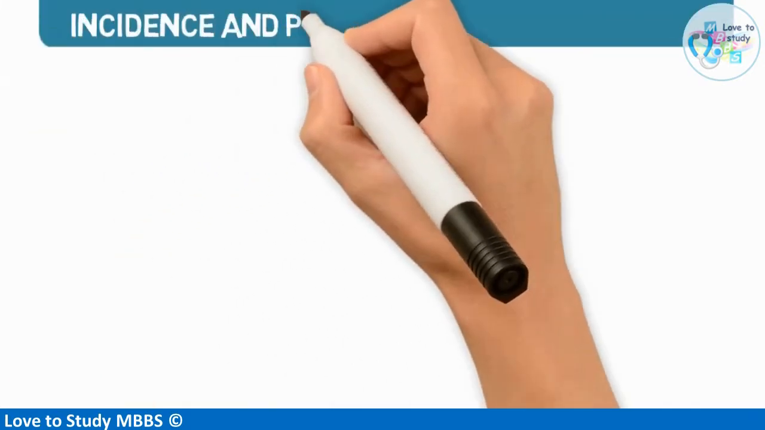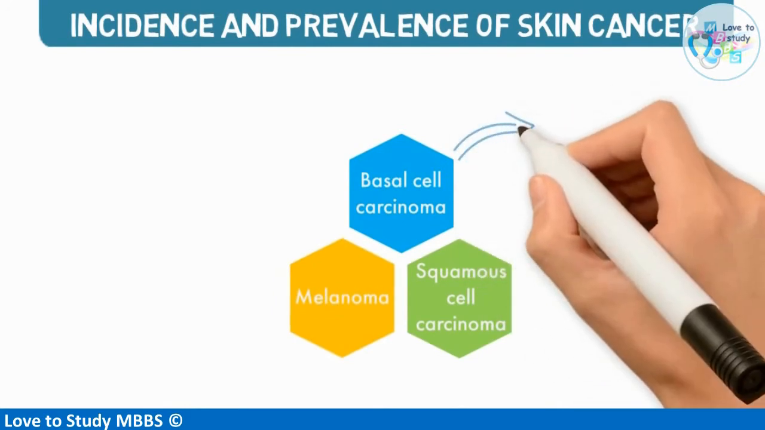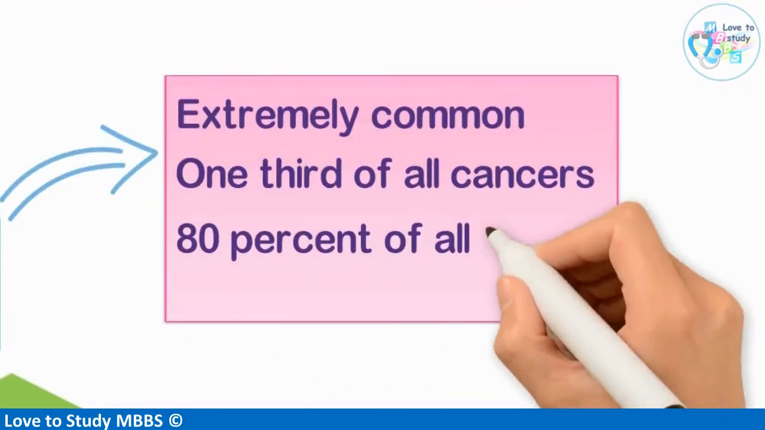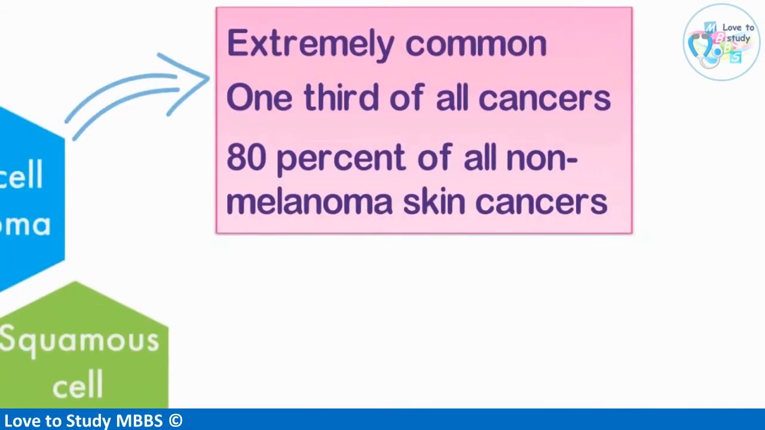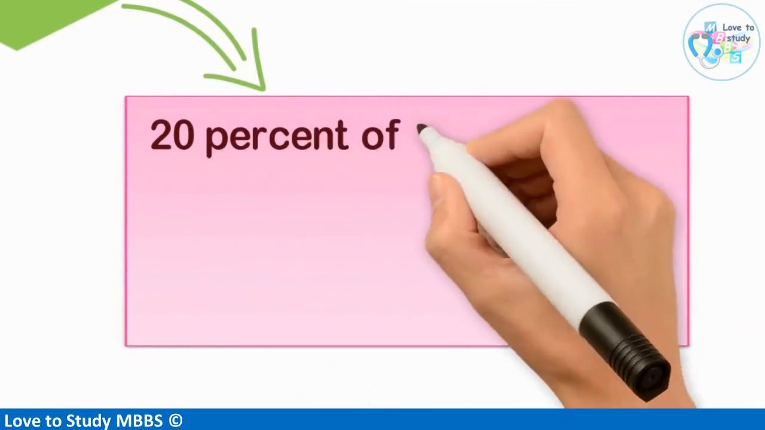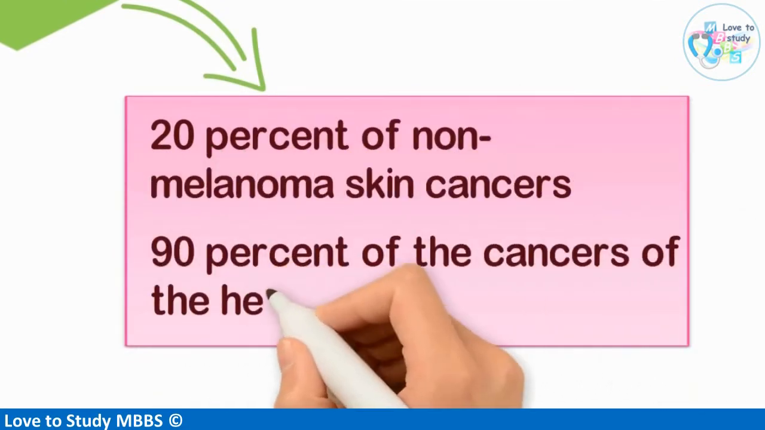Incidence and prevalence of skin cancer. Basal cell carcinoma of the skin is extremely common, accounting for up to a third of cancers seen and about 80% of all non-melanoma skin cancers. Squamous cell cancer is also prevalent, accounting for 20% of non-melanoma skin cancers. They represent about 90% of the cancers of the head and neck region.